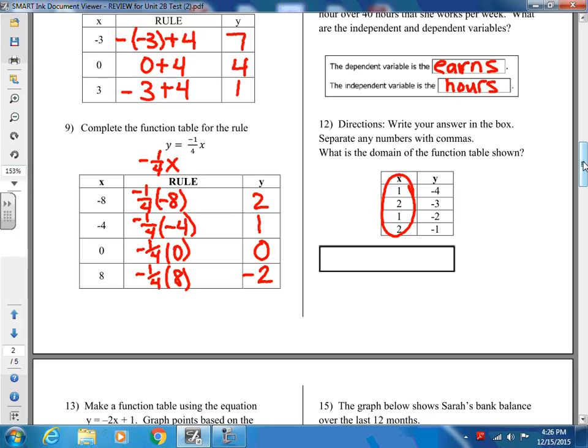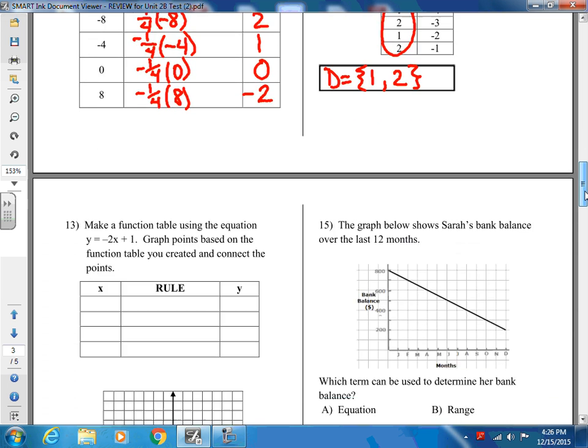And also remember that you must have braces. So our domain equals, in braces, the only numbers you need to write are 1 and 2 because everybody else is a repeat value. Okay, so know that domain is x and range is y values.